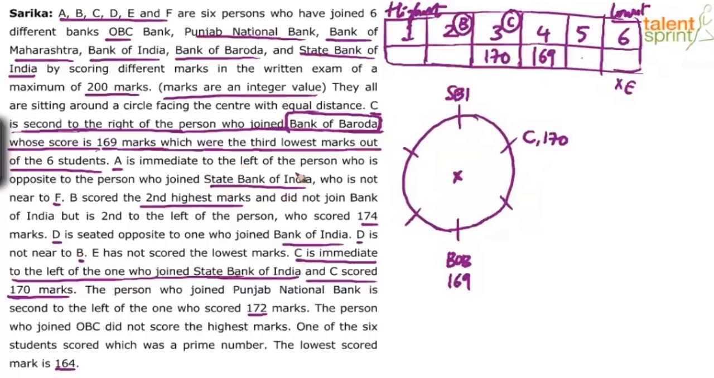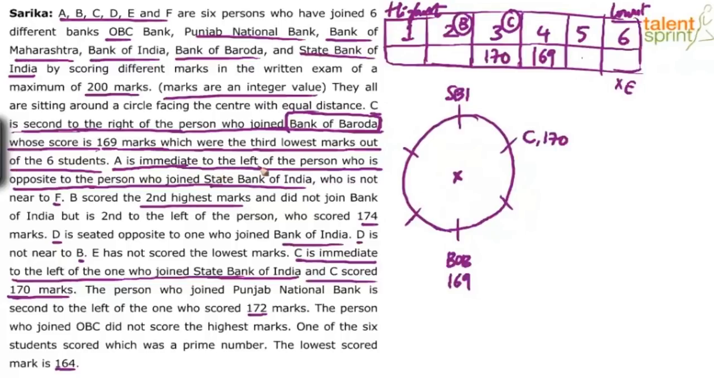Look at this. SBI was given here, right? So maybe this statement can be used now. Because at that point of time, SBI was not there on the diagram. Now SBI is there. So use this. Just read this quickly. A is on the immediate left of the person who is opposite to SBI. Now SBI is here. Who is opposite to SBI? Bank of Baroda. We don't know the name of the person, but opposite is this position.